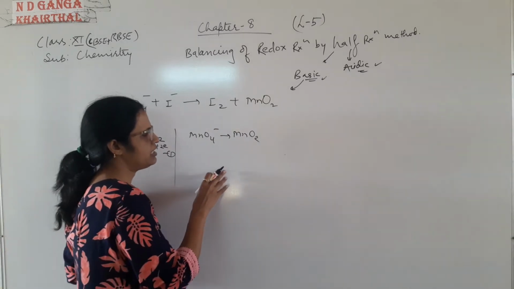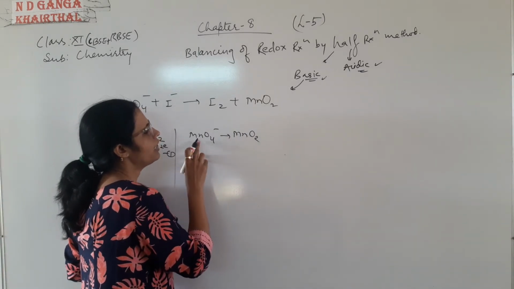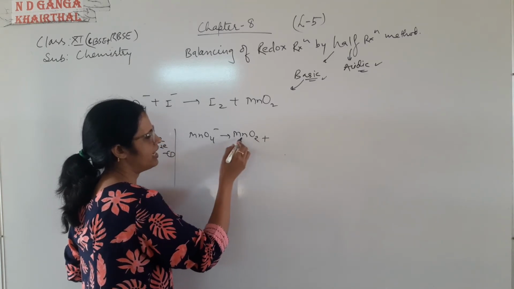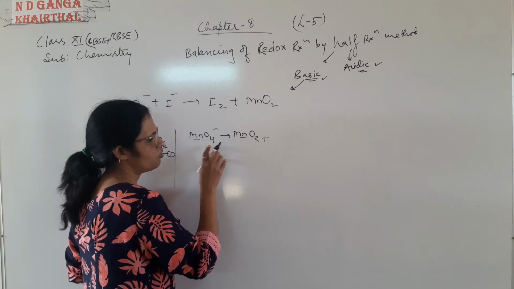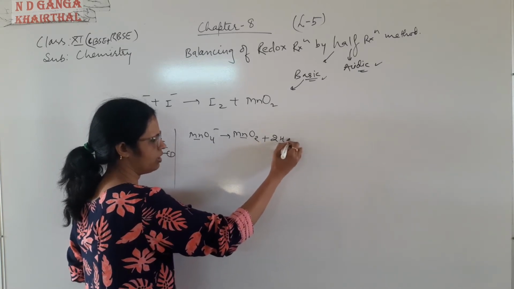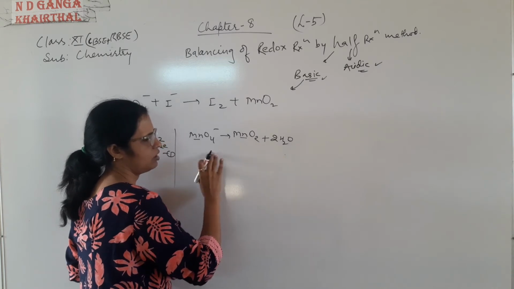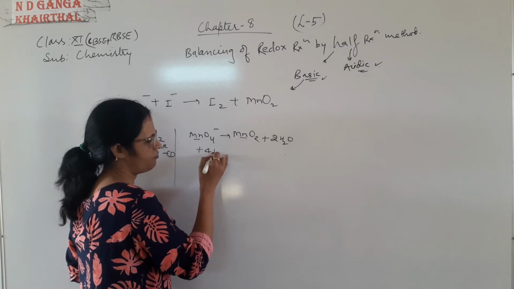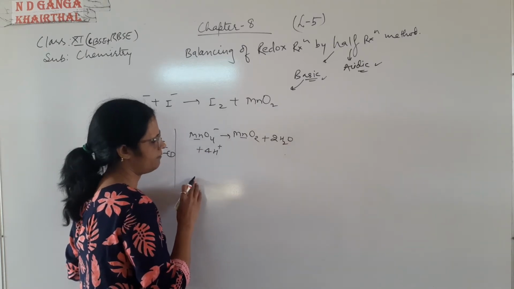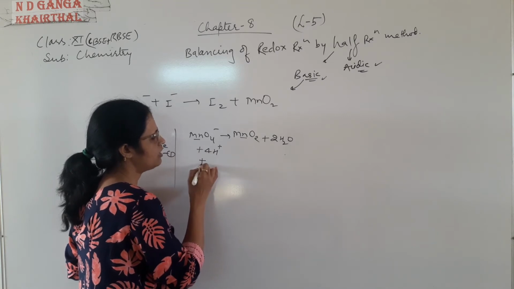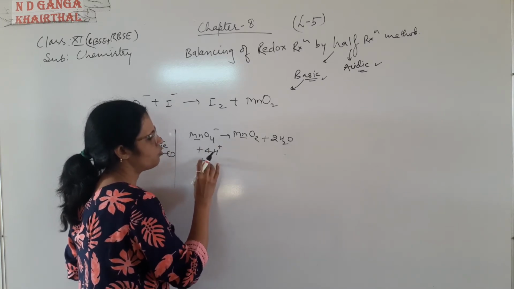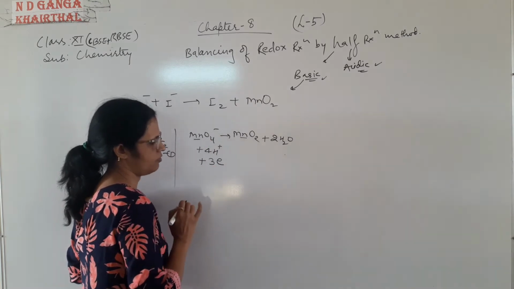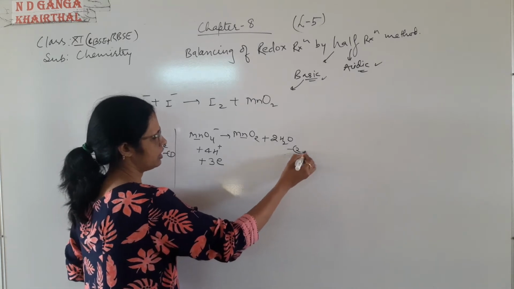In this reaction, what will we do? Here is 1 Mn, here are 4 oxygen, here 2 oxygen. Manganese is balanced, 2 oxygen is more here, so we will add 2 water molecules, so oxygen becomes 4 on both sides. Now here are 4 hydrogen, so we will add 4 H plus on this side. Here the total charge is plus 3, so plus 3 charge is more: plus 4 minus 1 equals plus 3 charge. So we will add 3 electrons. This is the second equation.